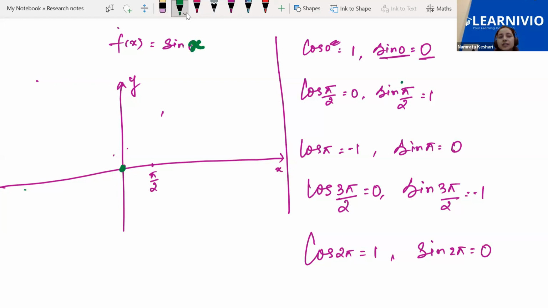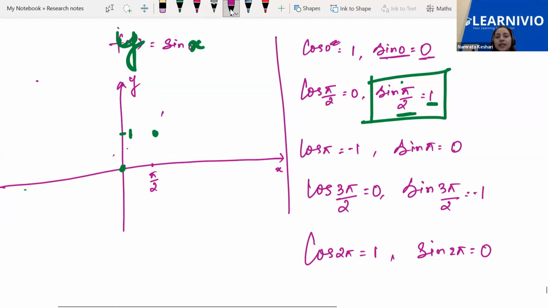Suppose y is equal to sine x, this graph we are drawing. So sine pi by 2 value, can you see here? Sine pi by 2 value is 1. That means x is pi by 2 and y is 1. Are you getting it? Ali and Alina. Yes, ma'am.